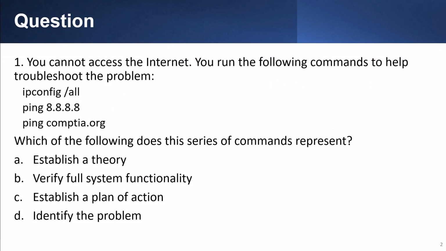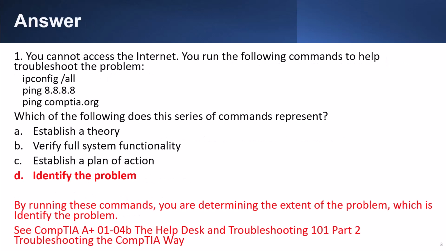Question 1. You cannot access the internet. You run the following commands to help troubleshoot the problem. ipconfig /all, ping 8.8.8.8, ping CompTIA.org. Which of the following does this series of commands represent? Answer: identify the problem. By running these commands, you're determining the extent of the problem, which is identify the problem.